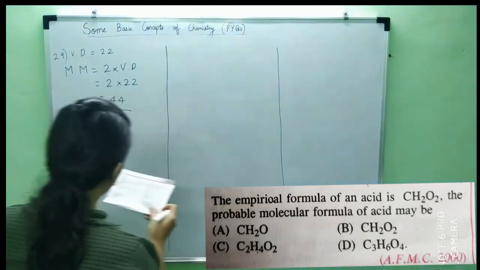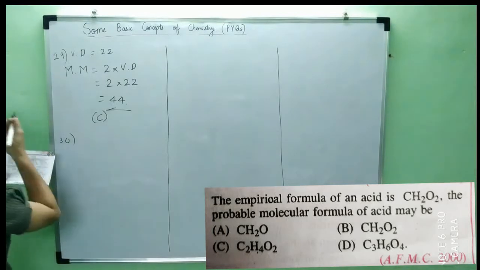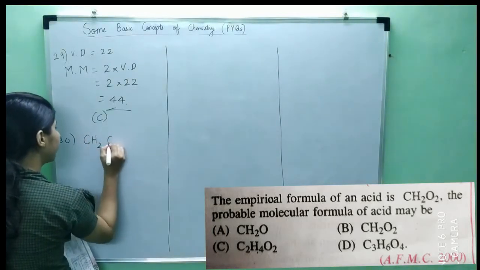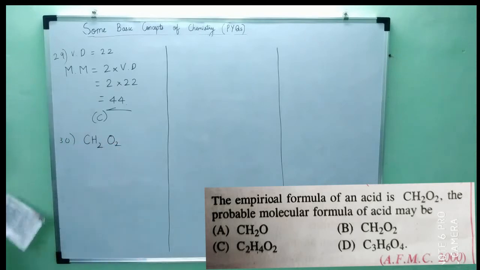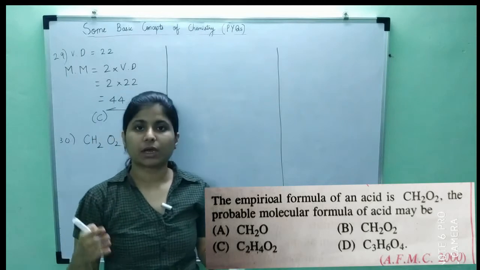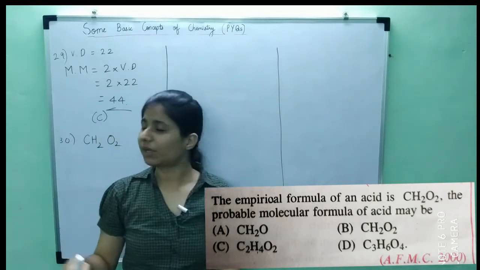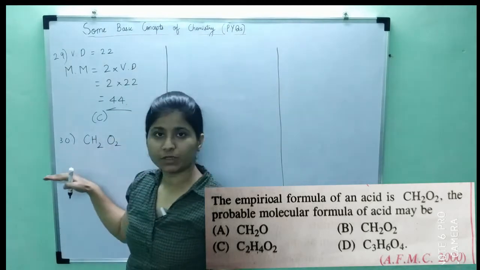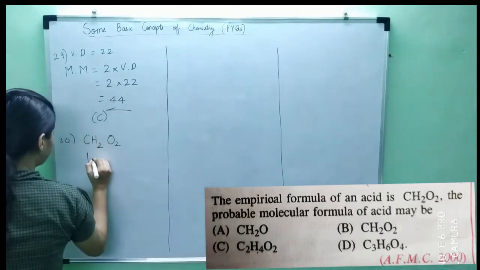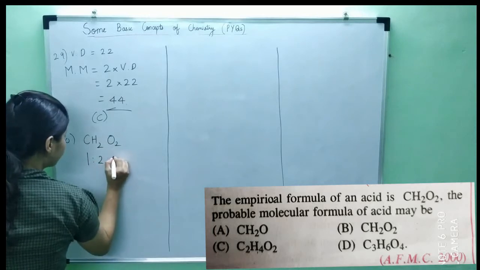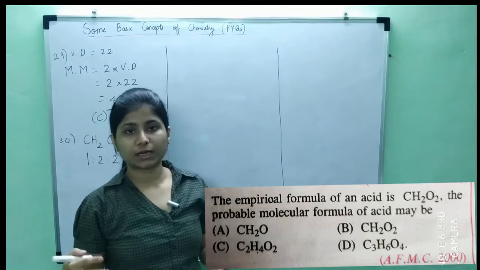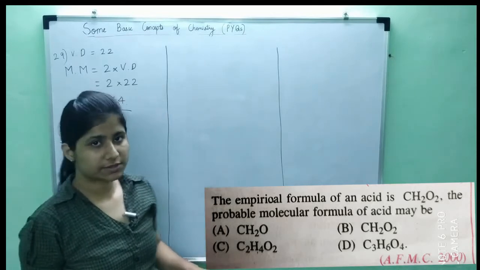The probable molecular formula of the acid may be. Okay, so CH2O2 is the empirical formula. Now, if I have the empirical formula, I know that even for the molecular formula the ratio would remain the same. So carbon to hydrogen to oxygen would be 1 is to 2 is to 2, even in the molecular formula. So I have to check whether this ratio is maintained.